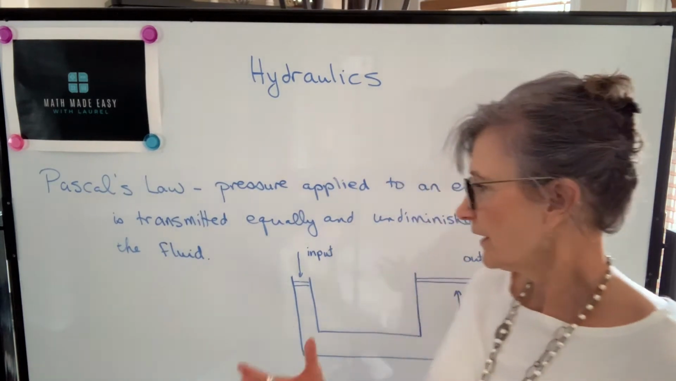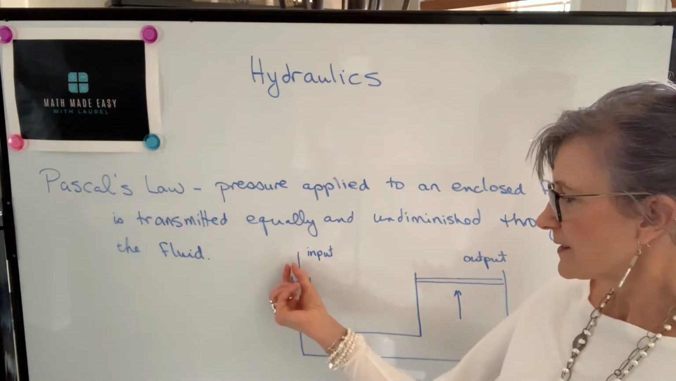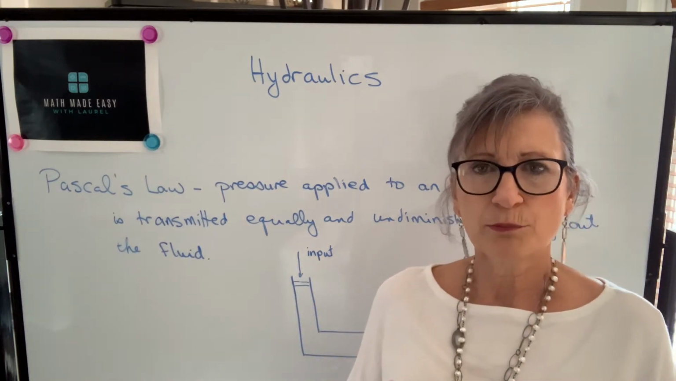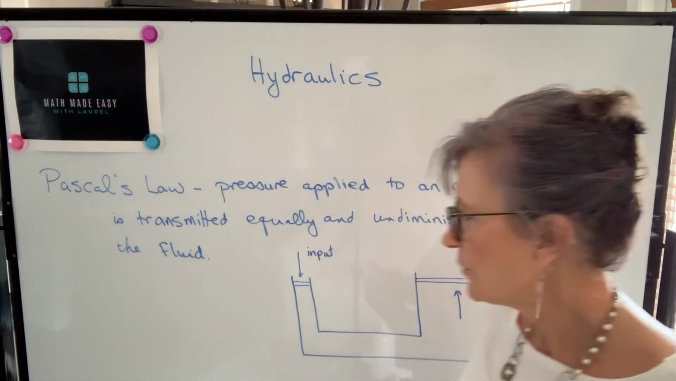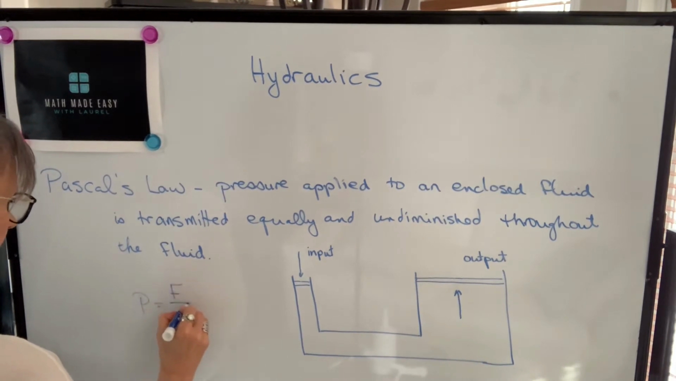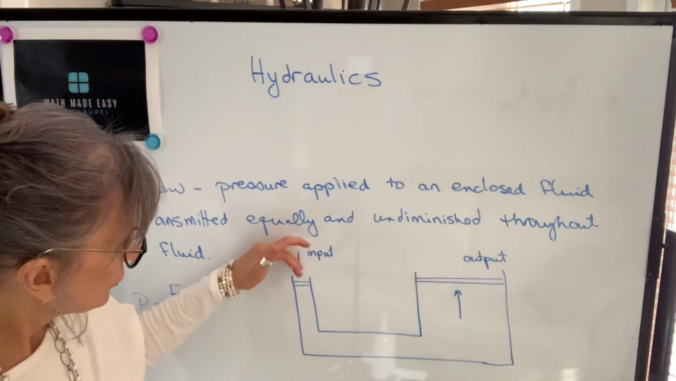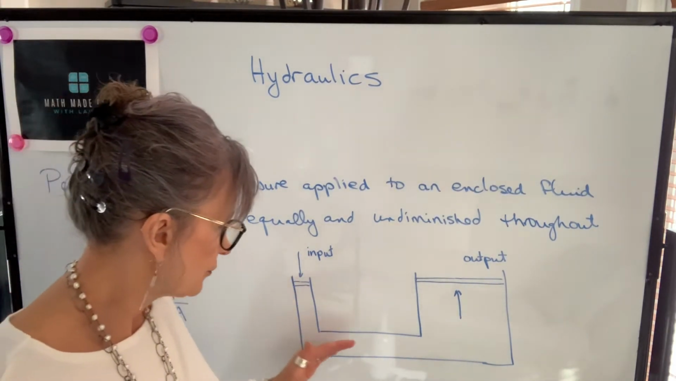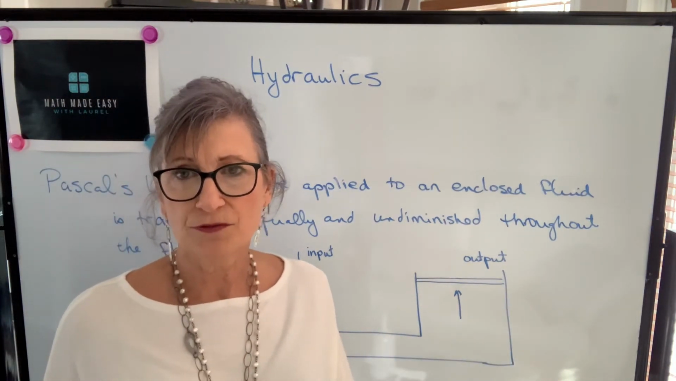So if we take a look at a simplified drawing of a hydraulic system, the idea is that you have a small input and you create a pressure at that input by applying a force. Pressure is defined as force divided by area. So by introducing a force over some area, you create a pressure. That pressure is distributed equally and undiminished throughout this vessel at a right angle to the walls of the vessel.